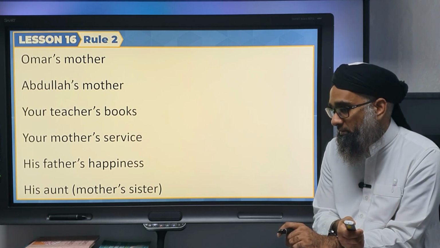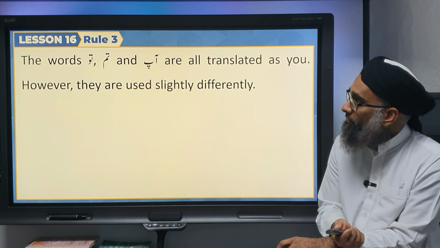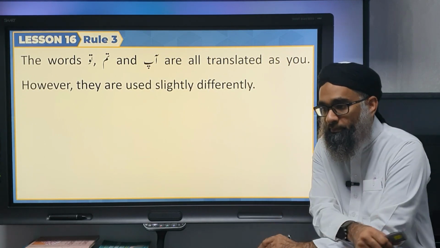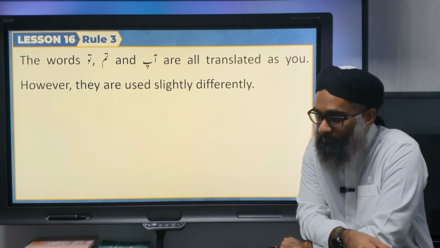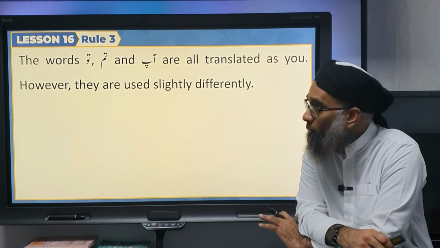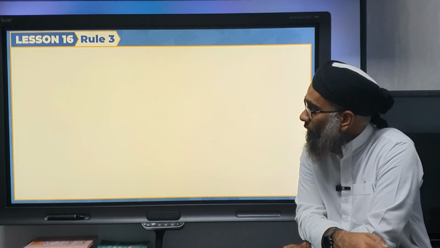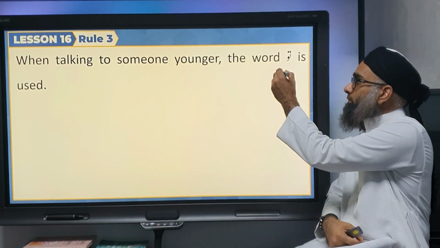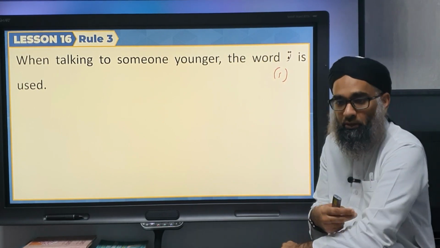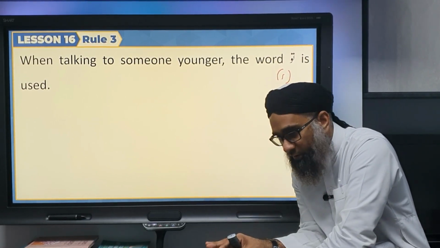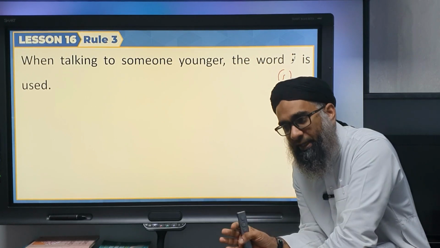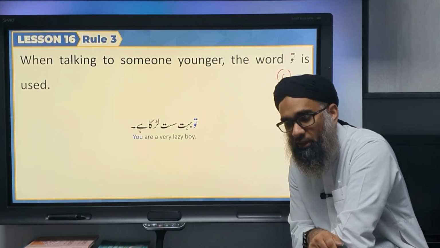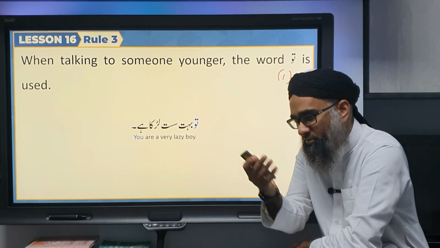Uski khala. Now, remember before we had aap, tum and tu? So now we're going through a bit more detail. When are these words used? Okay, so first, use tu when somebody is younger than you. We'll call it level 1. So like a little boy, little girl, somebody younger than you, or a really informal friend. You say tu. Yes? Tu bahut sust ladka hai, like somebody elder saying it.